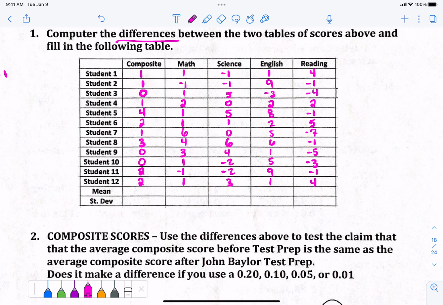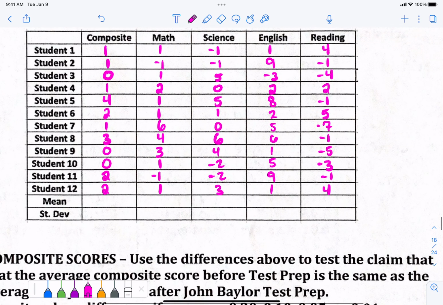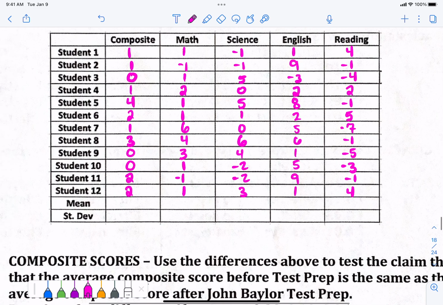No. Okay, we're going to decide if these changes were significant enough to say that John Baylor was effective in each one of these areas. When we calculate the mean, which is the average difference, these would be your D bars, because it's the average of the differences. And then you have your standard deviation, which is S.